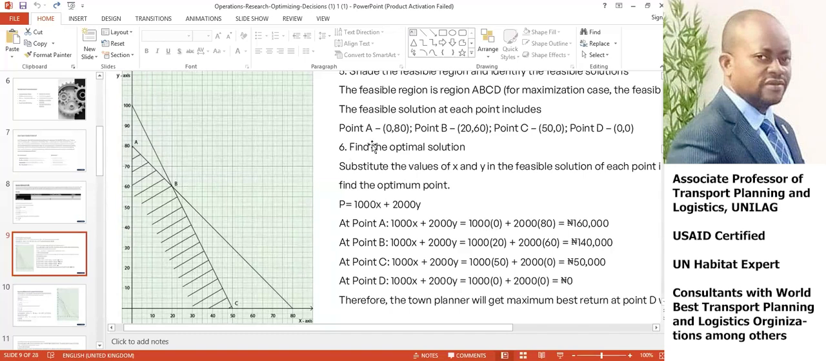At point A, our x is 0, so 0 multiplied by the 1000, plus the 2000 times our y, which is 80. Is that clear? Okay. Yes.